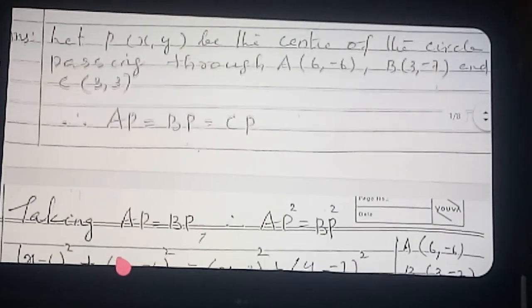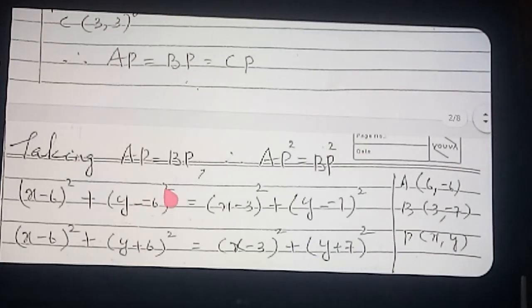Now listen. Taking AP is equal to BP, then the squares of them will also be equal. AP square is the same as BP square. Here there is no need of square roots. In the distance formula you have studied, the distance between 2 points is equal to root of (x2 minus x1) the whole square plus (y2 minus y1) the whole square. But since we are squaring, there is no need of square root in both places.